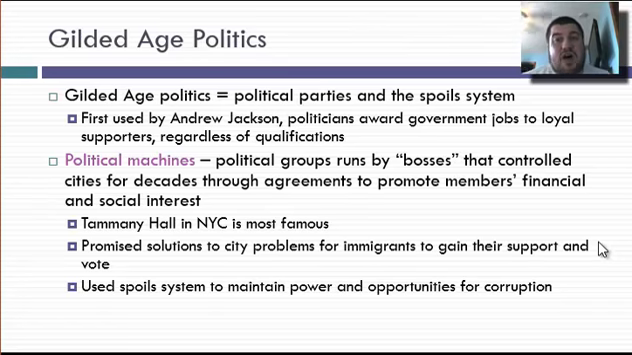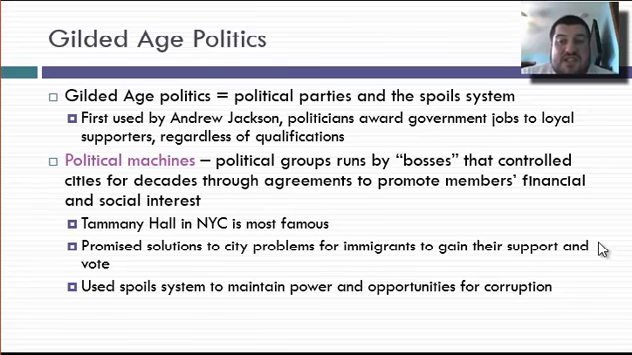Gilded Age politics are marred by corrupt political parties and the spoils system. And the spoils system is using government jobs and awarding those to loyal supporters regardless of their qualifications. And a lot of political machines use these on the local level, and they're political groups that are run by bosses. And these bosses control cities for decades through agreements and backroom deals, corrupt bargains that promote the members' financial and social interests. So basically, keeping the right people in control and paying off the right people to keep those people in control. Tammany Hall and Boss Tweed in New York City are the most famous.